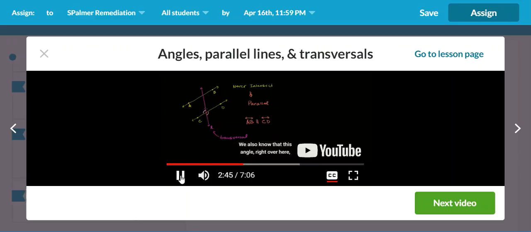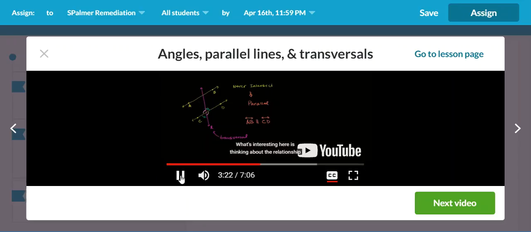We also know that this angle right over here is going to be equal to its vertical angle, or the angle that is opposite the intersection. Sometimes you'll see it specified like this, where you'll see a double angle mark, or sometimes you'll see someone write this to show that these two are equal and these two are equal right over here. Now we can do the exact same exercise up here: these two are going to be equal to each other and these two are going to be equal to each other. They're all vertical angles.